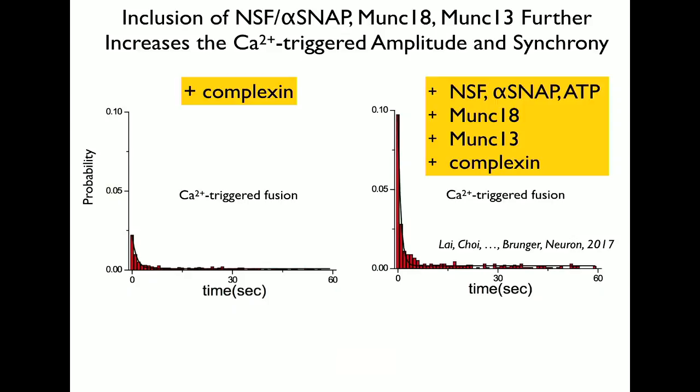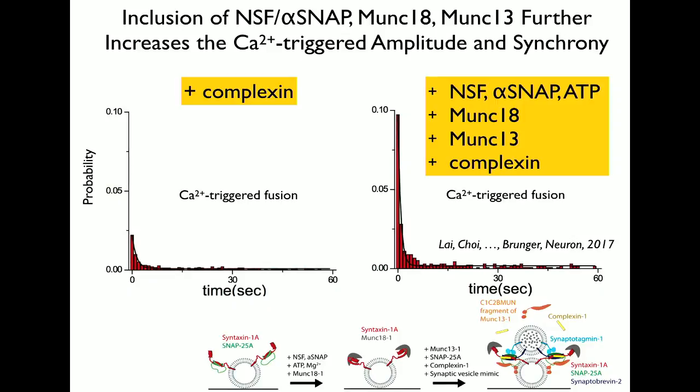Now, what do all these other factors do here? So this shows the reconstitution is becoming more complicated, but very briefly here, what we do is there's a step where we convert the initial complex into a complex between syntaxin and MUNC18, and then we add MUNC13 and these synaptic vesicles, and we then observe fusion.